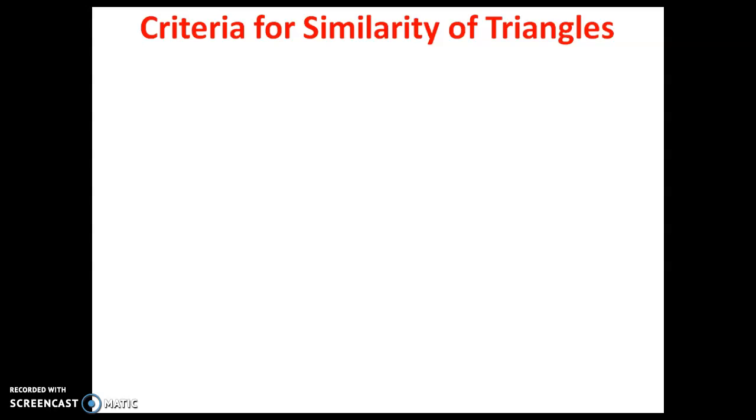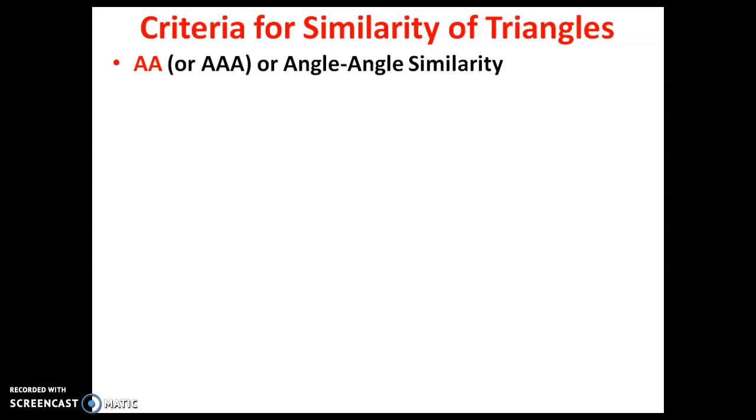Have you learnt criteria for congruence in your previous class? Likewise, here we have certain criteria. Every time we can't check everything, right? All angles, all sides we can't check. So these criteria are helpful at that point. So first criteria is AA or AAA, angle similarity.